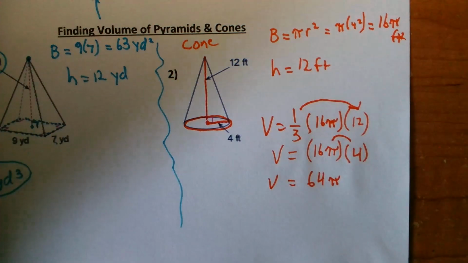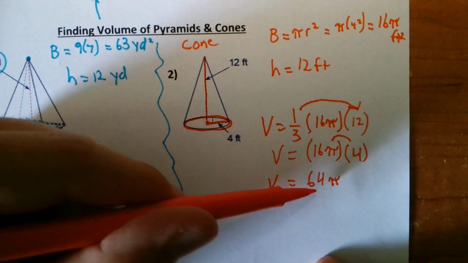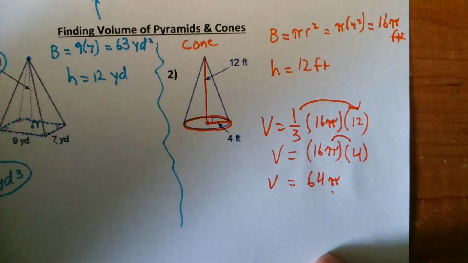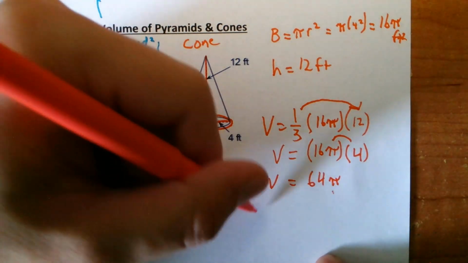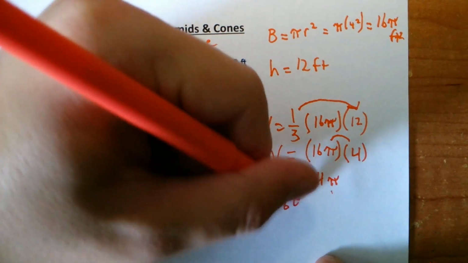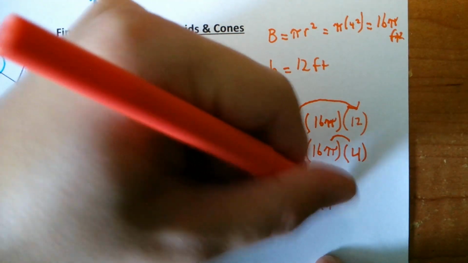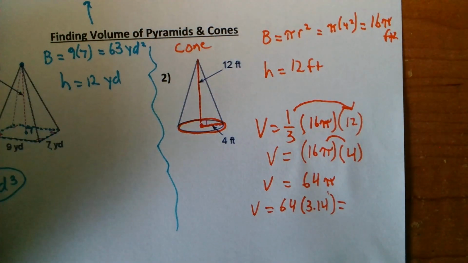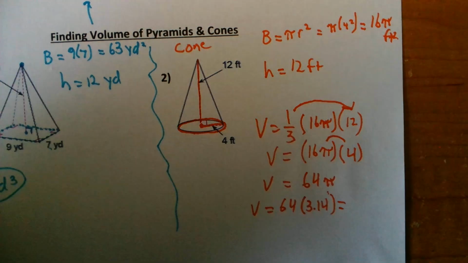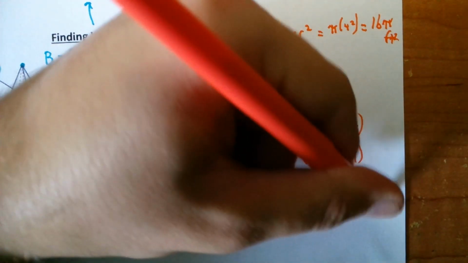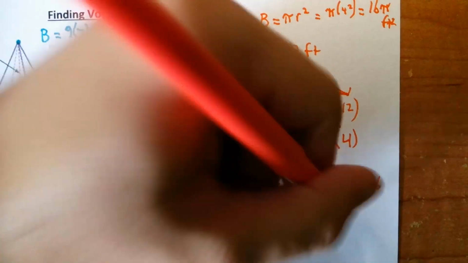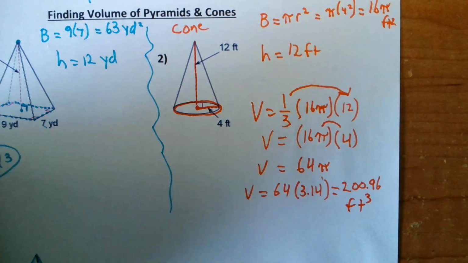Cool. And then on certain problems, you can stop here. A lot of times people like their volumes of cones and cylinders expressed in terms of pi. But if your problem says something like round to the nearest tenth or round to the nearest hundredth, that's when you want to go ahead and do this. 3.14, and then actually multiply that. So 64 times 3.14 works out to roughly this much, 200.96. And then remember, this is volume, so we're going to put our answer in cubic feet, or feet cubed.